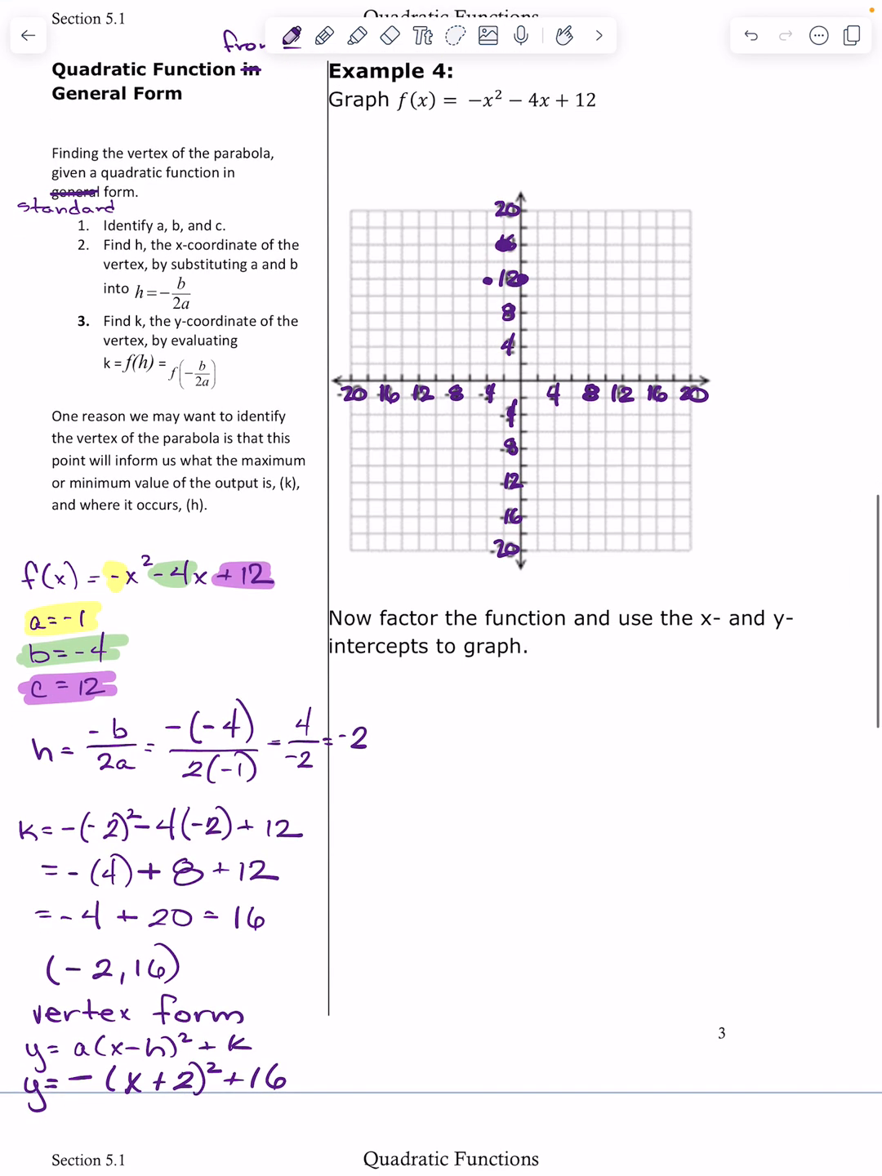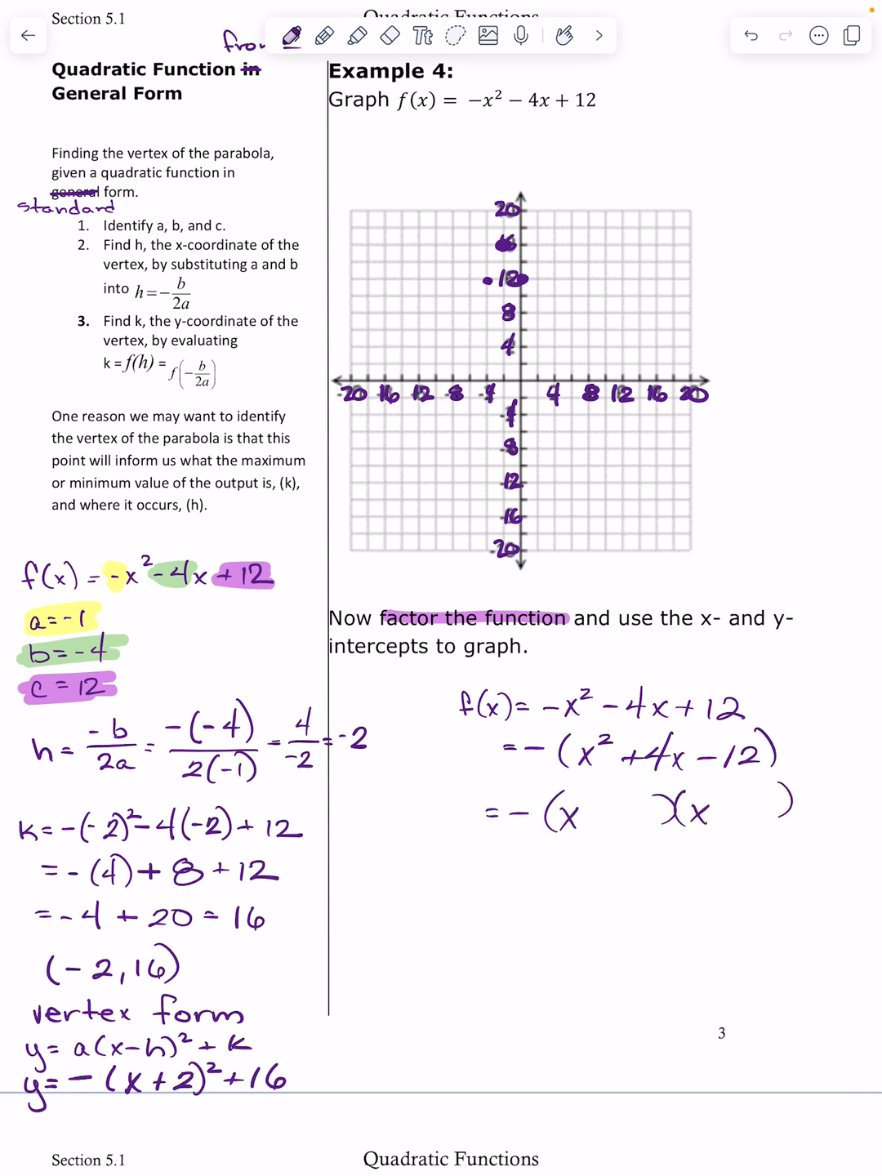But I also want to try this. I'm going to go ahead and factor and see if I can use factored form to give me just a little more information. So here's what we had. We had f of x equals -x² minus 4x plus 12. I do want to factor out that negative. It'll make it easier for me to factor what's in here, just because we're used to seeing that x² being positive.